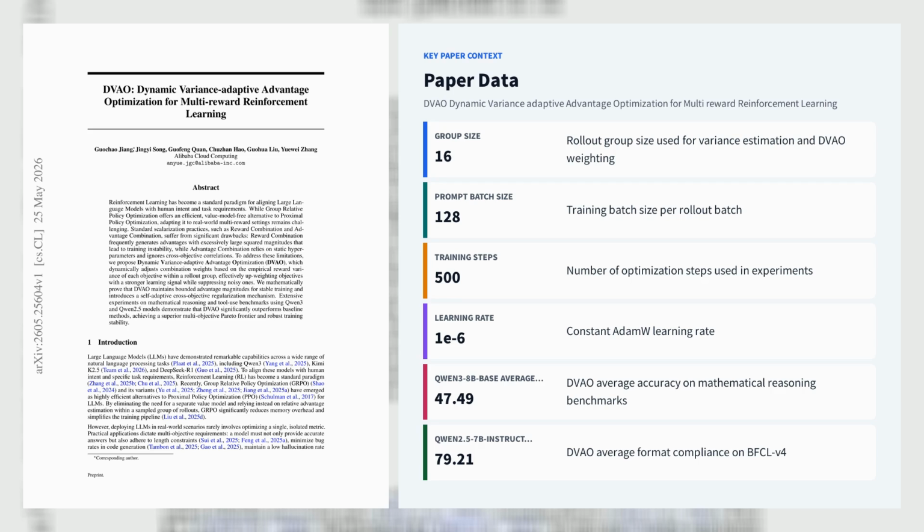while dominating the Pareto frontier across weight sweeps. Training uses DAPO Math 17K and Tool RL data, group size 16, batch size 128, 500 steps, AdamW at 1e-6, and 8,192 token generation.